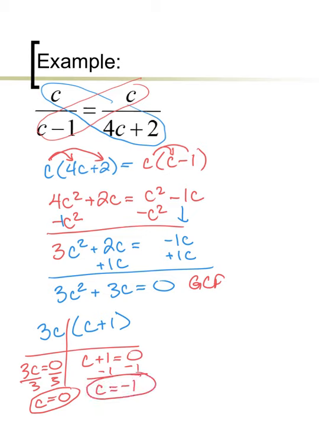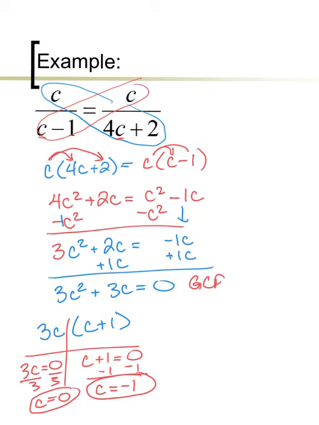Again, double check your two answers in the denominator. If c is 0 in the first denominator, I get a good answer. If c is 0 in the second denominator, I still get a number other than 0. Also, if c is negative 1, both denominators give me a number other than 0, so they're good.